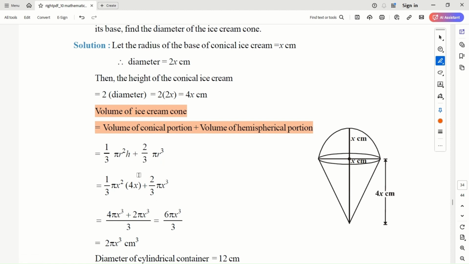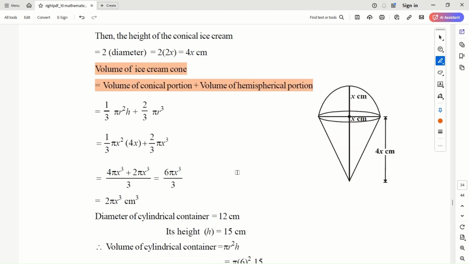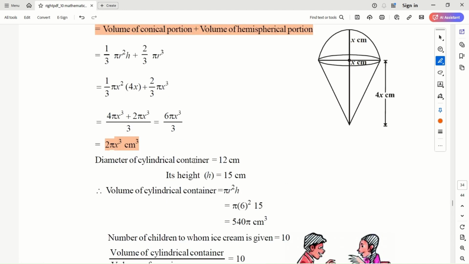So if I substitute the values, r is nothing but x, and height is 4x. If I substitute it, what I will get is 6 pi x cube by 3, which is nothing but 2 pi x cube centimeter cube. Now it is given the diameter of the cylindrical container is 12 centimeters. Its height is 15 centimeters, which means the volume of the cylindrical container is pi r square h, which is 540 pi centimeter cube.